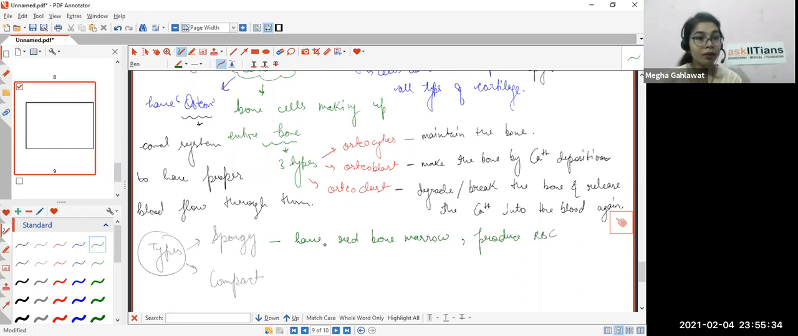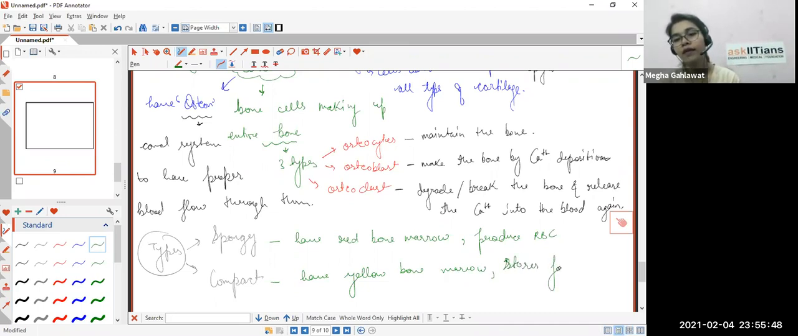Whereas the compact ones have yellow bone marrow. Yes, we have two types of bone marrow. How interesting is that, right? So we have yellow bone marrow, which stores fat molecules. Okay, and that covers your entire bones.